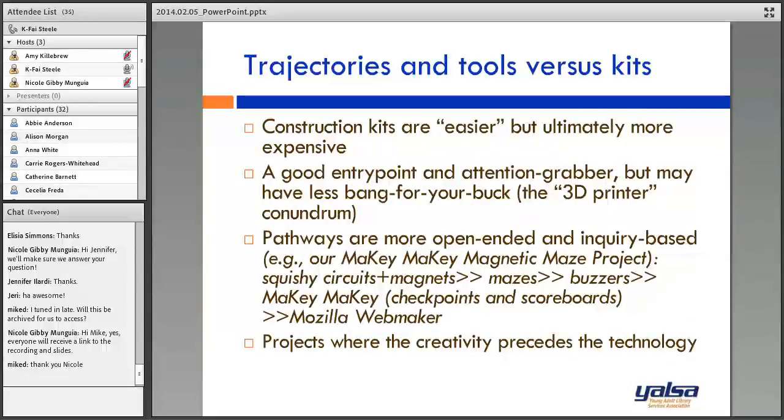The other thing I think is a good thing to keep in mind when you're developing a long-term maker program is, rather than buying construction kits, think of trajectories and tools. By construction kits, I mean those prepackaged things that you buy. I'll give some examples, things that we've bought and used, like Little Bits or Light Ups or Goldie Blocks.